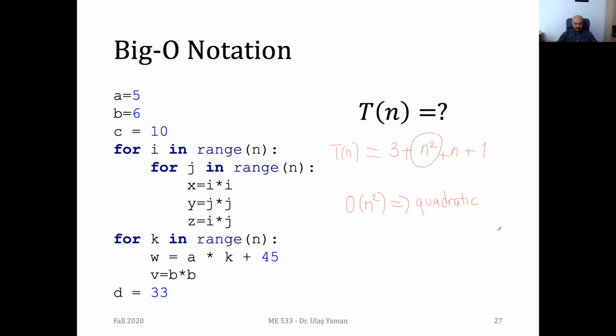Any questions, guys, on this simple example? Hocam ben bir sorabilir miyim acaba? Sure. Hocam artı 3 yazdık ama sonra nested loop'un içinde de 3 farklı operant var.